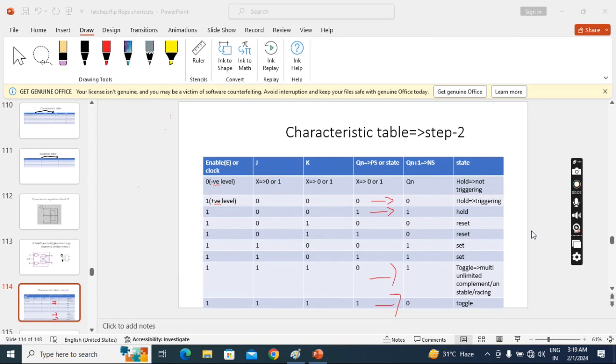In this lecture, we will see the drawback of JK flip flop. In JK flip flop, when the clock is asserted and J equal to K equal to 1, the output changes continuously, complementing multiple times. This is called racing. This is the drawback. To overcome it, we implemented master slave JK.